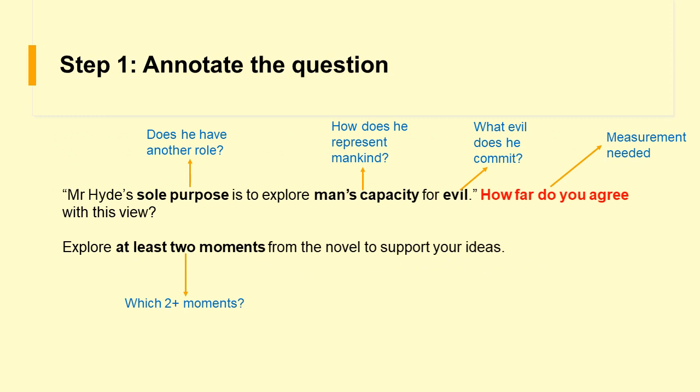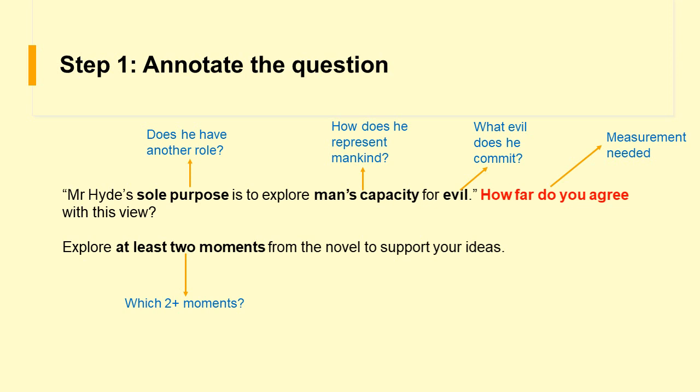Okay, so Hyde's sole purpose. So you'd consider there, does he have another role? Is one of his purposes exploring man's capacity for evil, and another purpose is to show something else? So you may consider maybe his other roles involve demonstrating secrecy and the need for secrecy, or representing the supernatural. So you could also add into your annotations, maybe draw a line from does he have another role and write secrecy, supernatural, mysticism, religion, things like that.